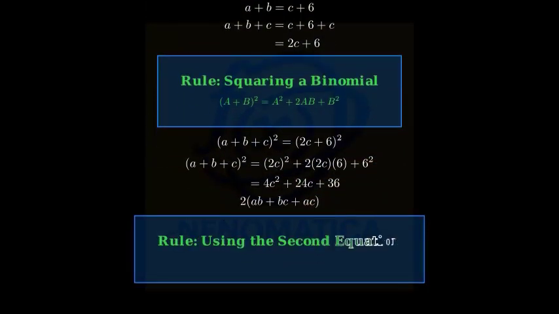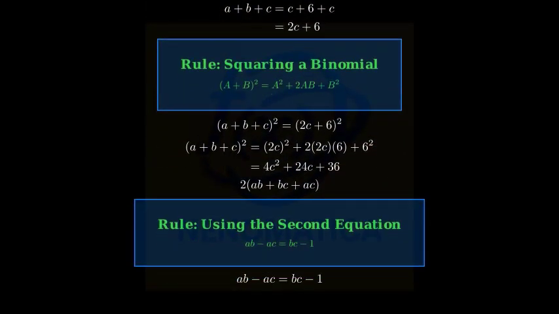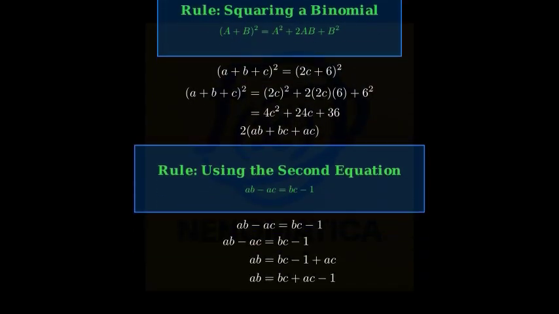From our second equation, we know that ab minus ac equals bc minus 1. Let's rearrange this equation to isolate the product terms. Adding ac to both sides, we get ab equals bc minus 1 plus ac, which simplifies to ab equals bc plus ac minus 1. Now, let's substitute this expression into our formula for 2 times the sum of products.